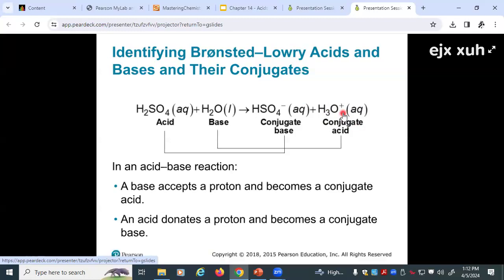Now, why do we call hydronium a conjugate acid and bisulfate the conjugate base? Well, because if we reverse this reaction, what we will see is that the behavior of each of these is the exact opposite of what they came from. Hydronium gives a proton to the bisulfate. Hydronium acts as an acid to form water again. Bisulfate acts as a base, takes that hydrogen, and turns back into sulfuric acid. It's acting as a base in that process.